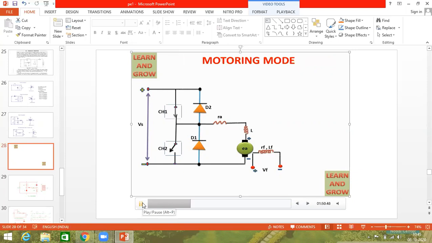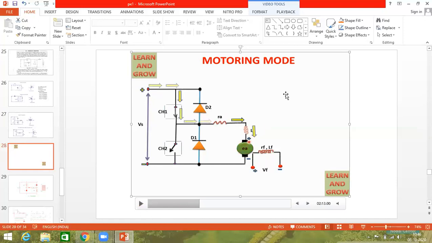So motoring mode. We'll see how it is motoring mode. Now you see CH1 is only closed. CH2 is open. Direction of the current starts from Vs plus to CH1, flows through the motor, and the motor starts to accelerate, develops kinetic energy and rotates in which direction? Forward direction or clockwise direction. And then the current flows to Vs minus. This is case 1. In case 1, the chopper is on, the direction of the current starts from Vs plus to chopper to the load, that is the motor. The motor accelerates, rotates in clockwise direction, develops the kinetic energy, and the current flows from the motor to the supply Vs minus. I hope this is understood now.